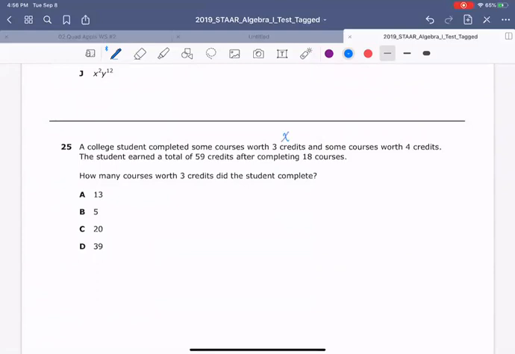You don't know how many this guy is. I'm making... So you do like y and x is 3, y is 4. This one equals how much? 59, right? What's the other equation? X plus y equals 18. Perfect. Go ahead and solve this one.